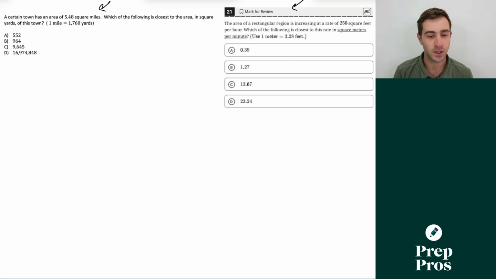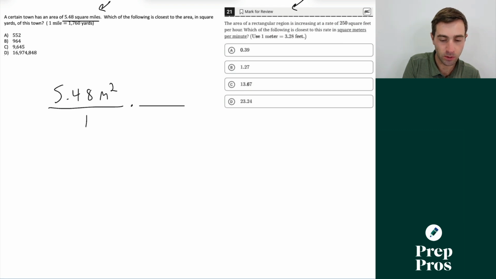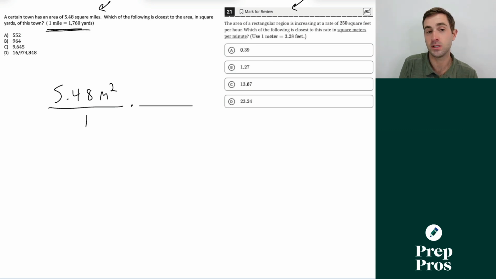A certain town has an area of 5.48 square miles. Which of the following is closest to the area in square yards of this town? Now, the easiest way that I found for students to do this is we're just going to write out our first units. So 5.48, and now the part you want to be super careful about is this is square miles. So we're just going to do miles squared, and we're going to put it over 1 so we can do our unit conversion. Now, what we know is our conversion factor is 1 mile equals 1,760 yards, and we're trying to get this into square yards.